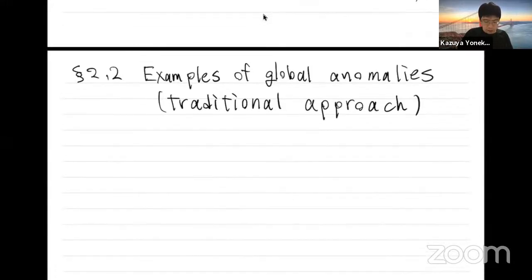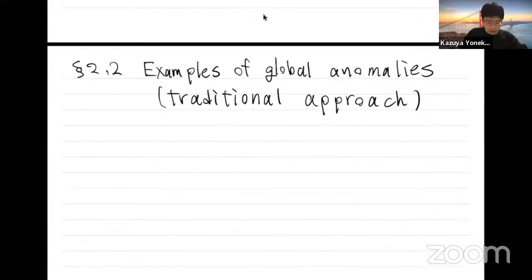Then by using these facts, now I want to explain some examples of global anomalies. But here, I take the traditional approach to study global anomalies or anomalies. I will discuss a more systematic approach later in my lecture. But here, I just try to study the path integral measure, and I will argue that the path integral measure has some ambiguity, and that ambiguity is the anomaly.